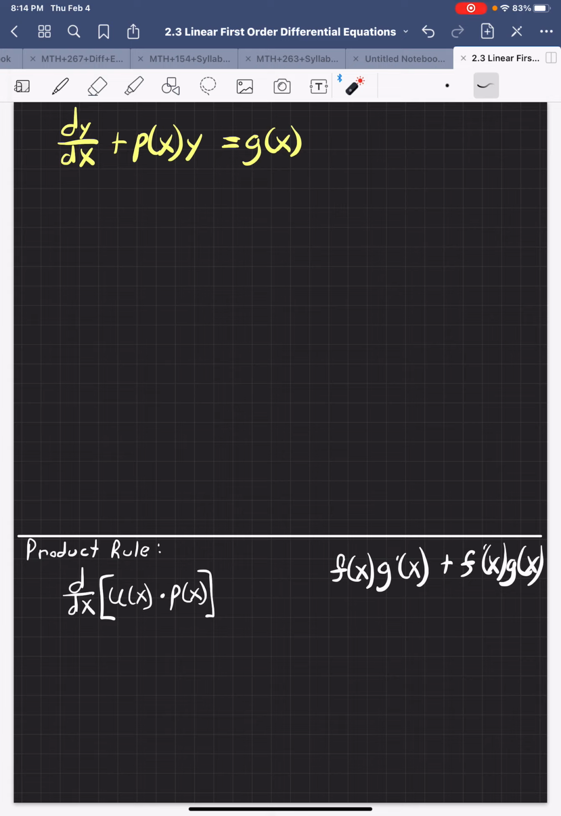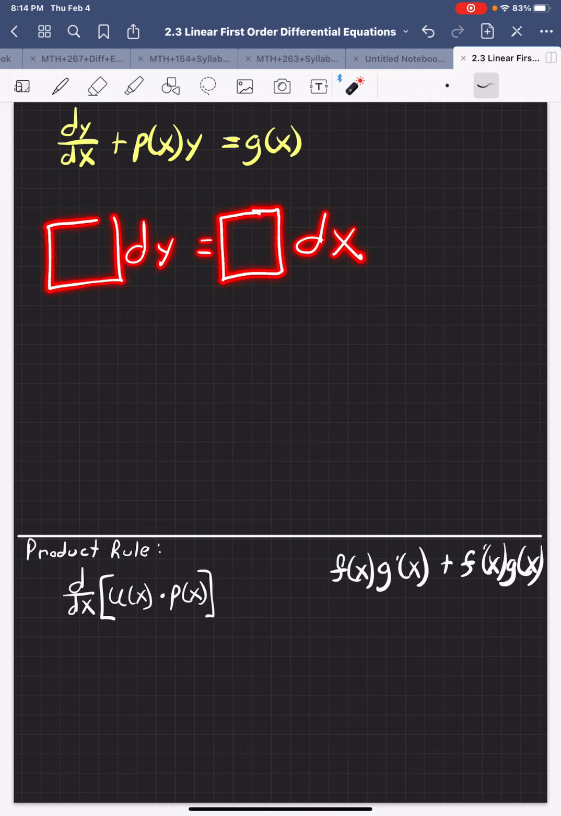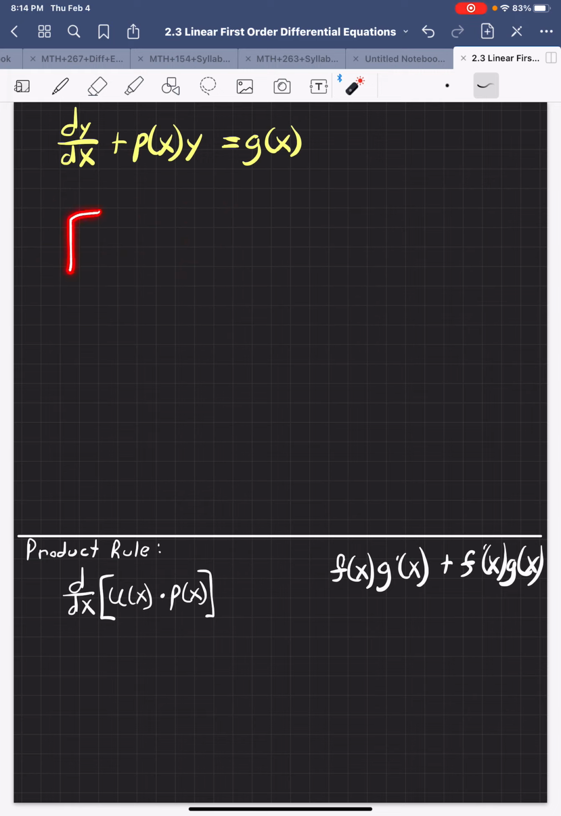I mean, think about if you were to try it. Remember the separation method. We wanted to get dy on one side of the equation and dx on the other side, and we wanted all functions of x to be on the right side and all y values to be on the left side, and then at that point we integrated both sides. So what if you tried to do this? What if you tried to get y's and dy on this side and x's and dx on this side? Well, let's see what would happen.